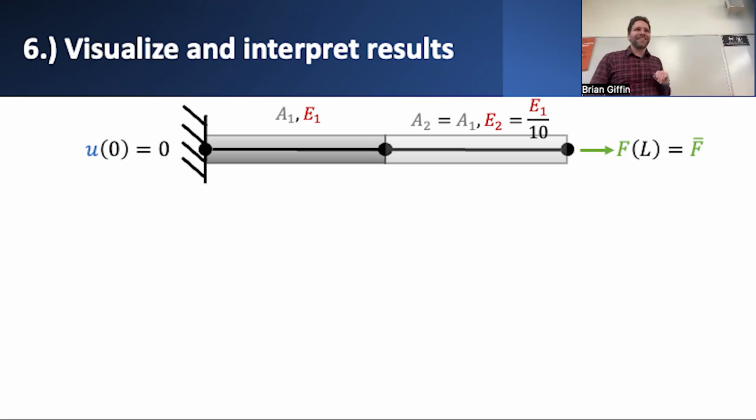So I have 3 of these examples we can work through, but let's start with this simple one. It's just a 2-element problem. I'm constraining this support here, imposing 0 displacement, and I have 2 elements. There's an end force applied at the right end, and I have some slightly different properties assigned to each of these 2 elements. They both share the same cross-sectional area. The only difference is that this element is a lot softer, let's say, than this element. So this element has a much higher stiffness by a factor of 10 compared to the element on the right.